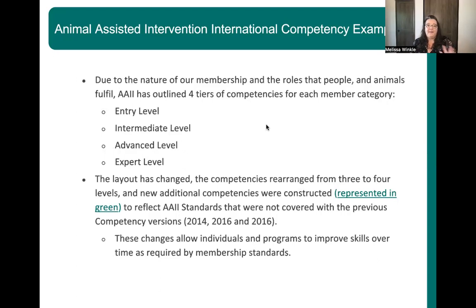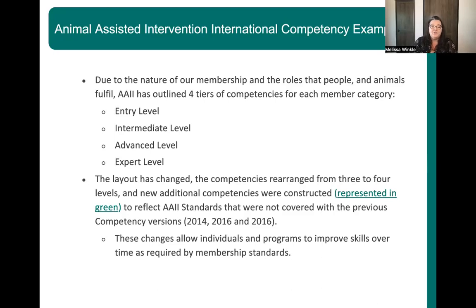But due to the nature of our membership and the roles that people and animals fulfill, we outlined 4 tiers of competencies for each member category. So, well, I'm going to use animal assisted therapy or animal assisted treatment as an example. And so you may be entry level, intermediate, advanced, or expert. And there are different competencies to achieve in order to reach those levels of competency.